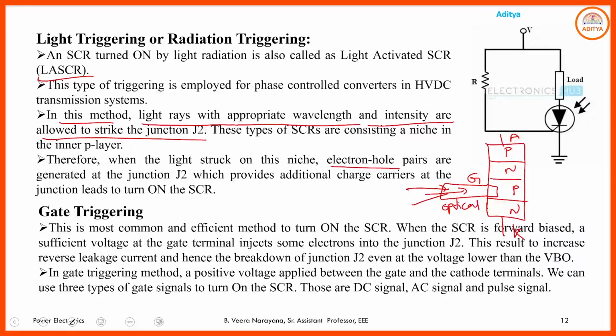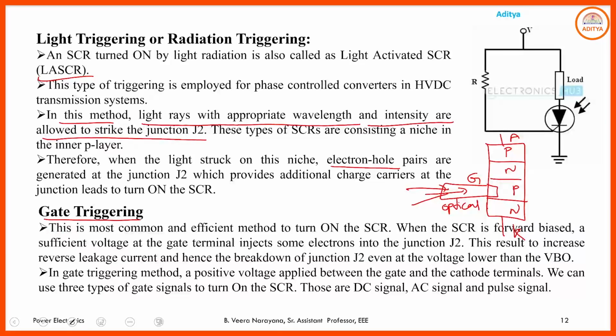This light triggering method is used in special applications like high voltage DC transmission. If you want to turn on a large number of SCRs, we simply go through this light triggering method. If the SCR is turned on by using the light triggering method, it is called a light activated silicon controlled rectifier. And the last one is the gate triggering method. This is the most common, efficient, economical triggering method of the SCR.